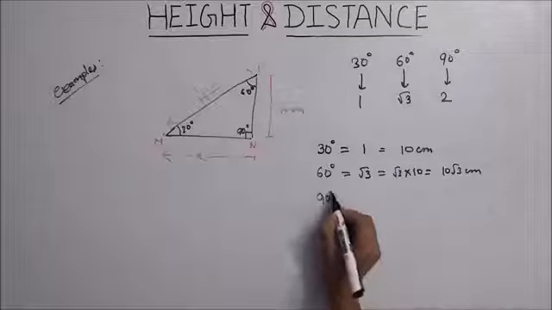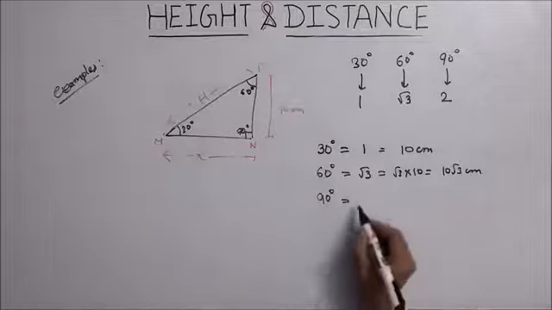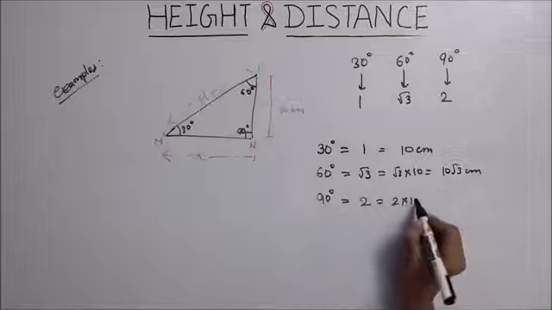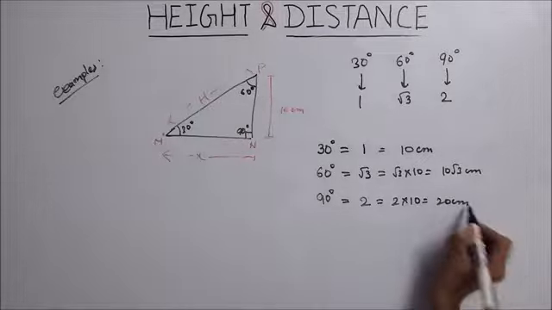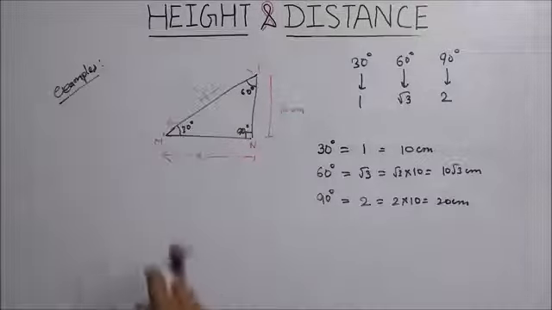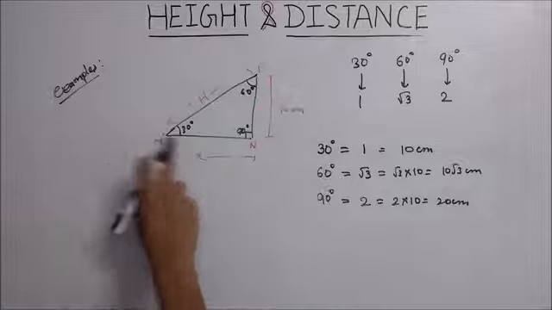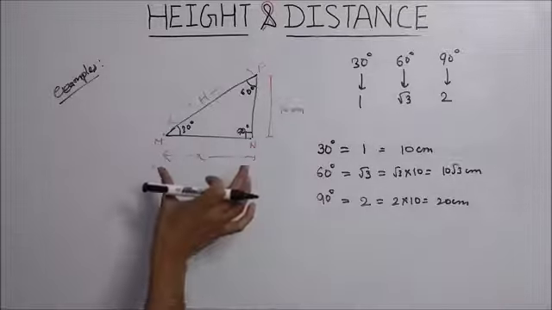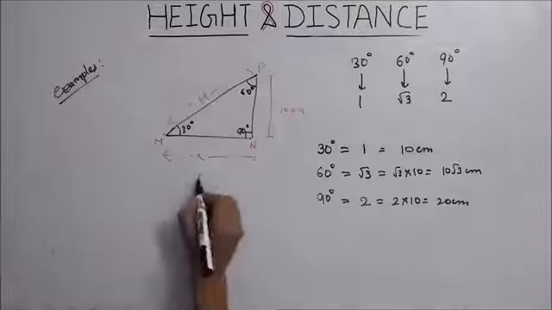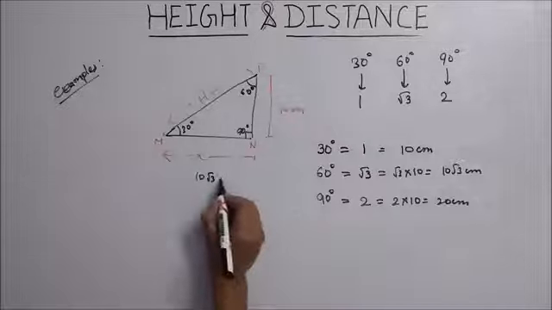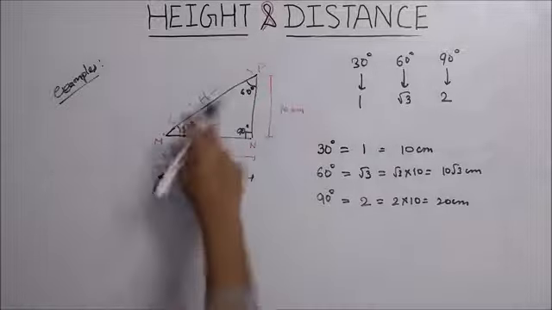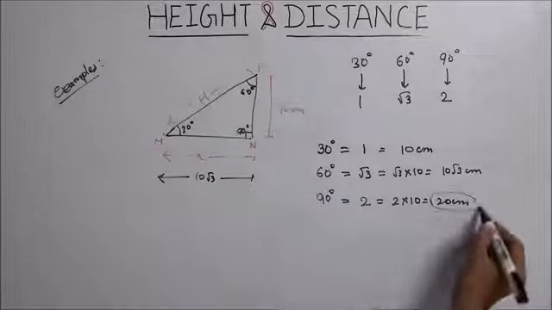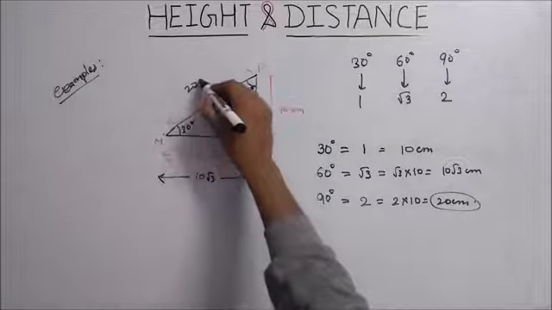If we talk about the angle 90, what is the value? That is 2. When one part is equal to 10, then 2 part is equal to 2 into 10, that is 20 centimeter. So what we get? The distance between the man and the tree, that is x. Or you can say the side opposite to angle 60 is 10 root 3. And the hypotenuse, or the side opposite to angle 90, this one is 20.